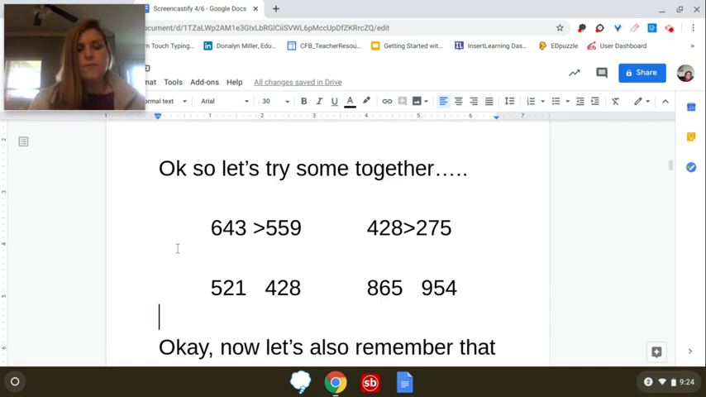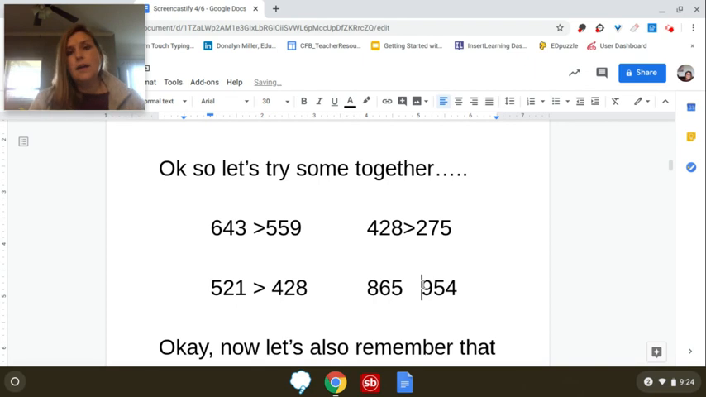Here we have 521, 428. Again, we can look at that hundreds place. 500, 400, 500 is larger. So we will make that a greater than sign.